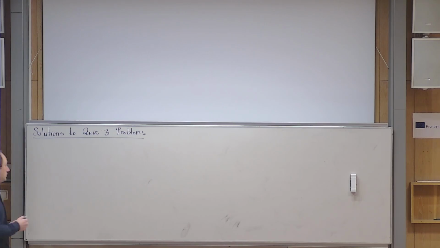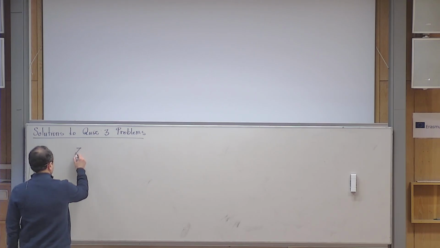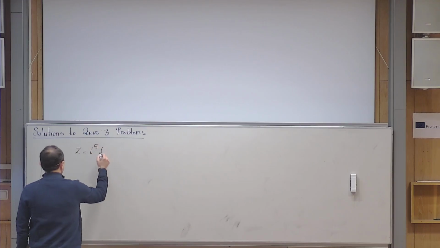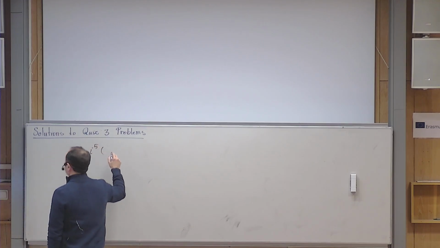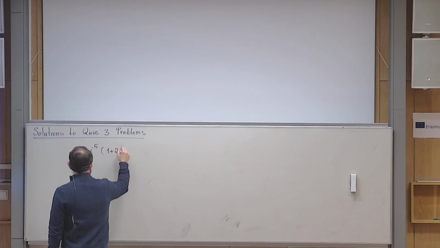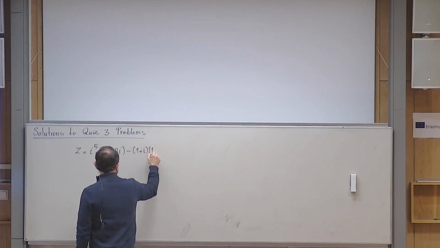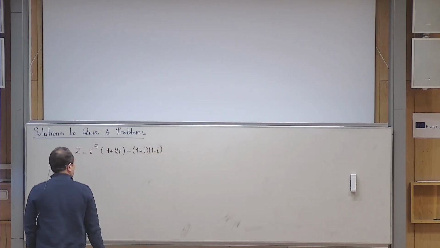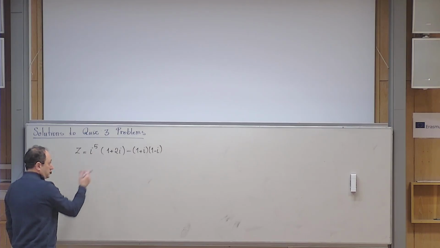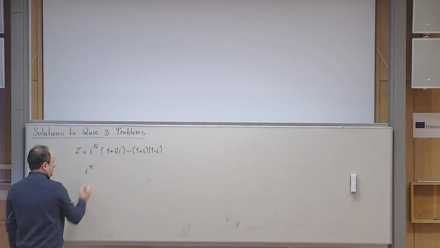So the complex number z is i to the power of 5 multiplied by (1 plus 2i), and then minus (1 plus i) multiplied by (1 minus i). I would consider this a very simple question. So i to the power of 5, what should I write for i^5?